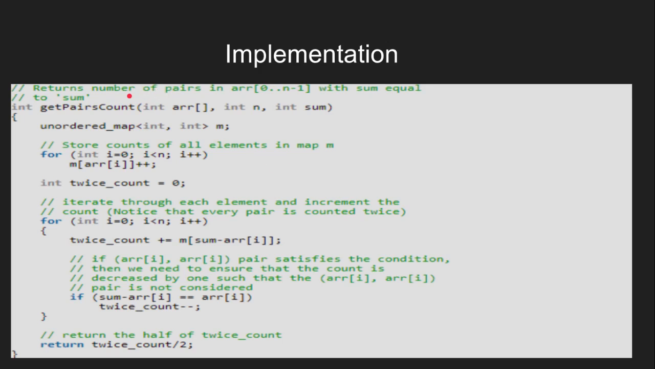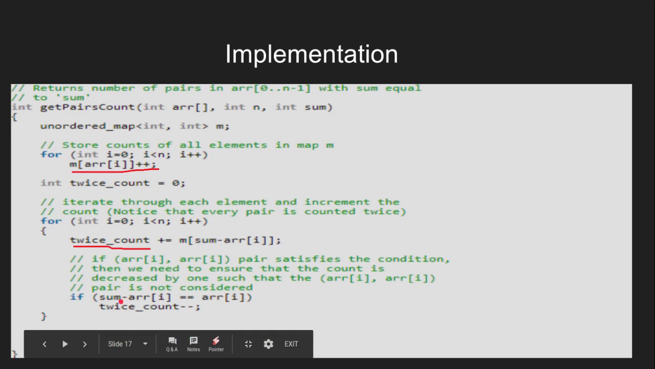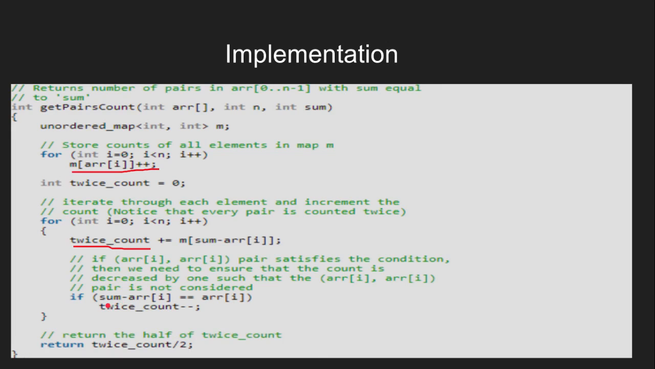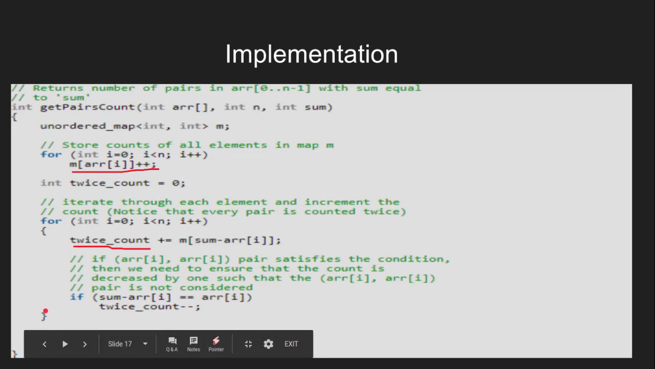And at last, let us quickly look over the implementation of this problem. On a single traversal of the array, we get the frequency of each number in it and store it in a map M. In the next traversal, we check for every element in it that can be combined with any other element other than itself to give the desired sum. If so, we increment the count, that is twice count. Since every pair is counted twice, we divide the counter named twice count by 2 and get the desired count.